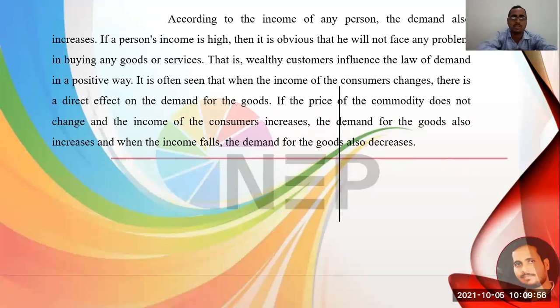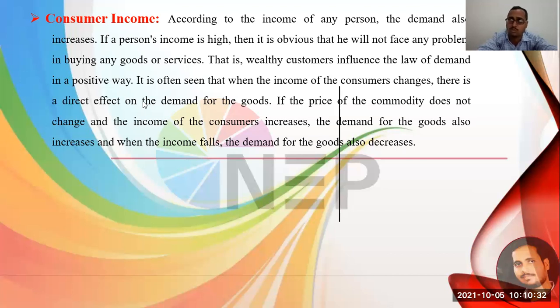Now, students, the another is the consumer's income. According to the income of any person, the demand also increases. If a person's income is high, then it is obvious that he will not face any problems in buying any goods or services. That is, wealthy consumers influence the law of demand in a positive way. It is often seen that when the income of the consumers changes, there is a direct effect on the demand for the commodity.